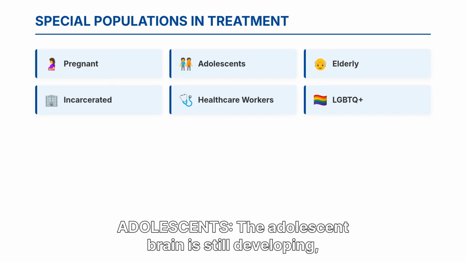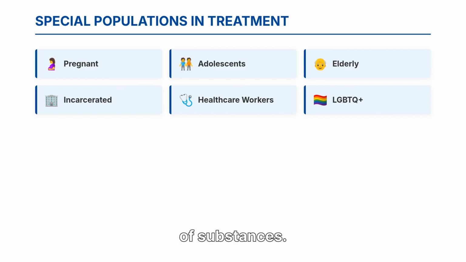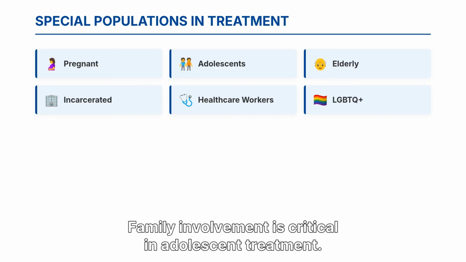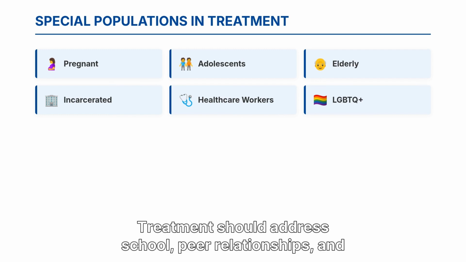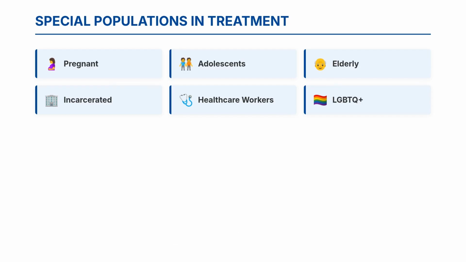Adolescence. The adolescent brain is still developing, making it especially vulnerable to the effects of substances. Family involvement is critical in adolescent treatment. Treatment should address school, peer relationships, and developmental tasks. Screen for trauma and co-occurring disorders, which are very common.